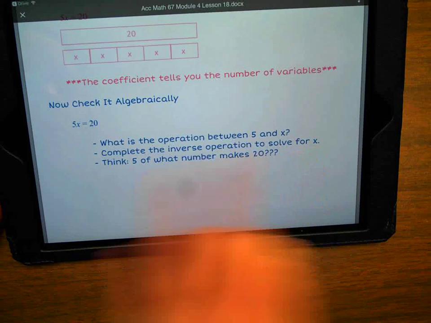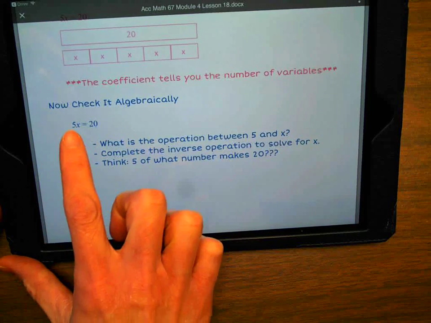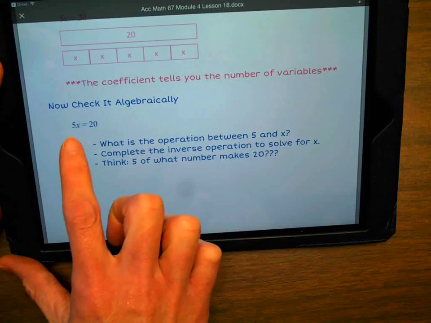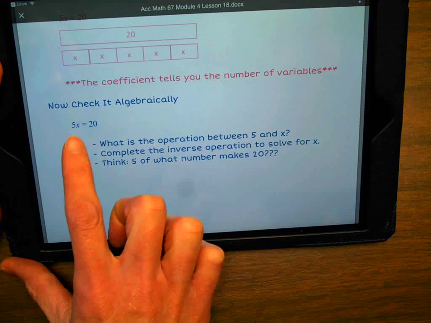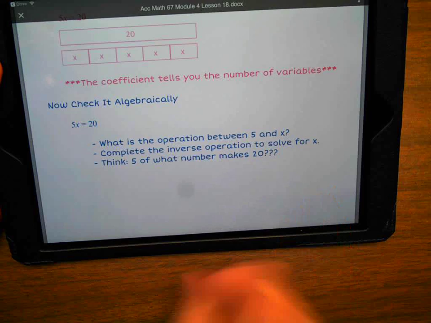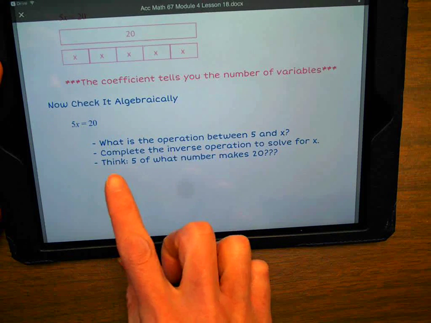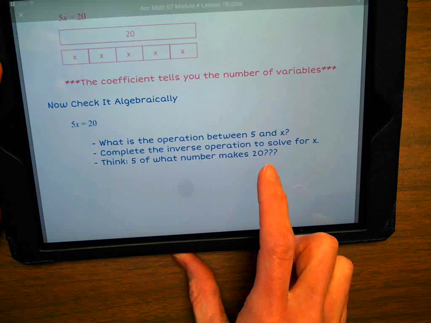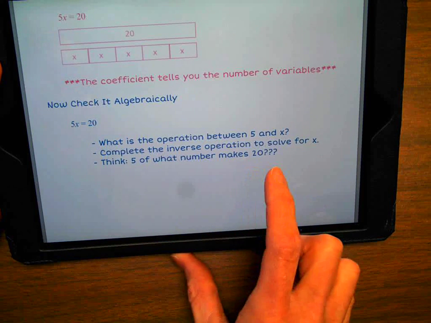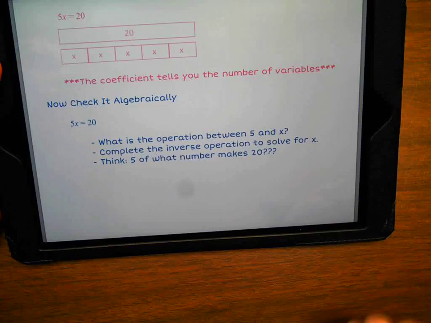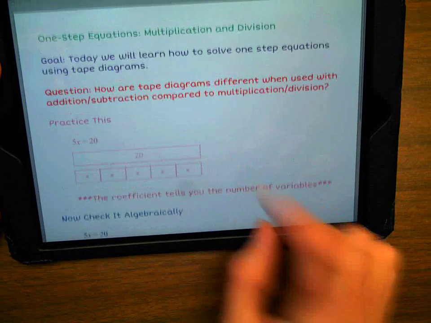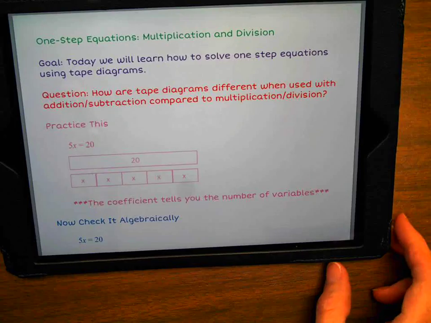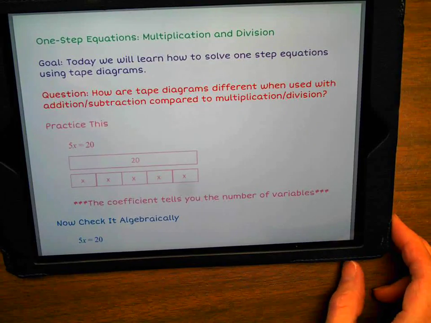Complete the inverse operation to solve for x. So I'm asking myself, what times 5 gives me 20? Or I can say 20 divided by 5 equals 4. And so we know that x would equal 4. Another thing that you can do is think, 5 of what number makes 20? When you're saying I have 5 4s that make up 20, then you're thinking about it correctly. So we're getting into a little bit more tricky stuff, but it's not going to be any harder because you guys all know your math facts very well, and it's actually fun.